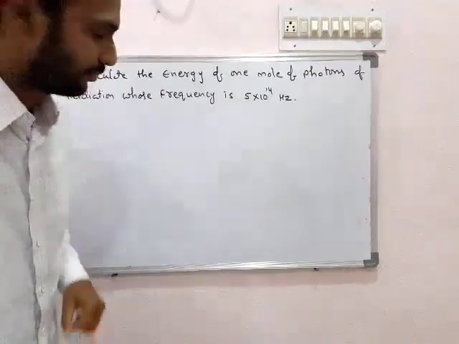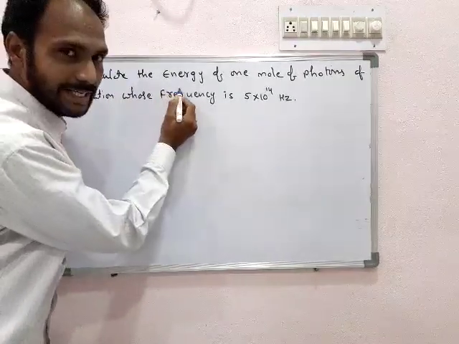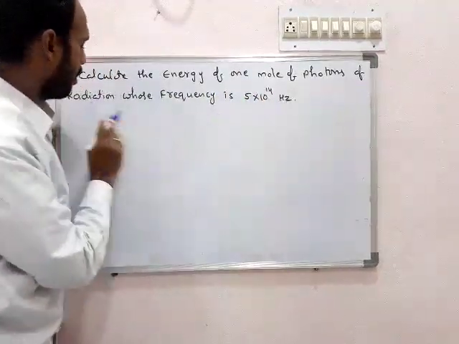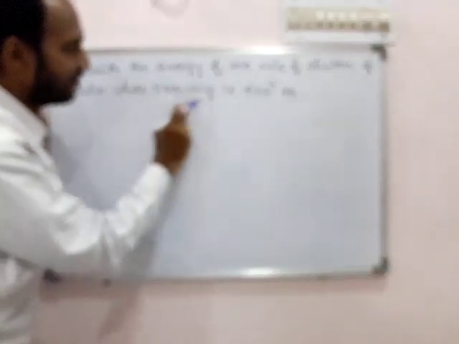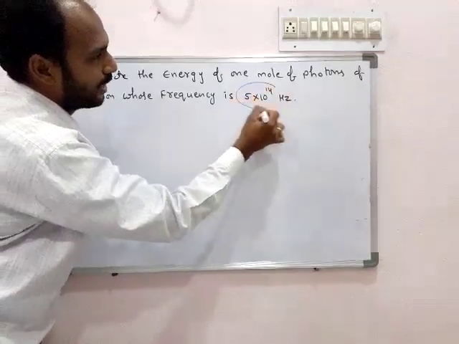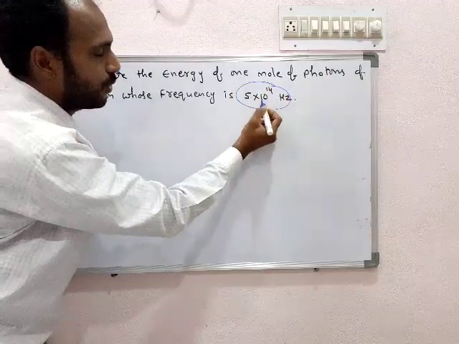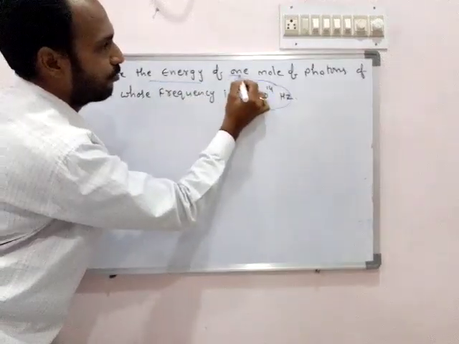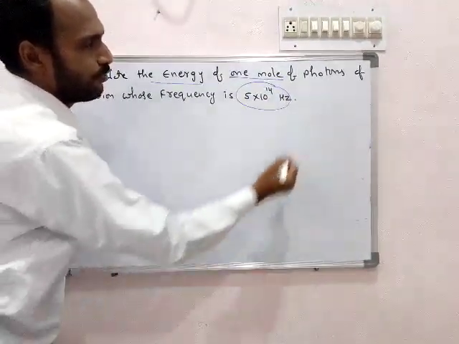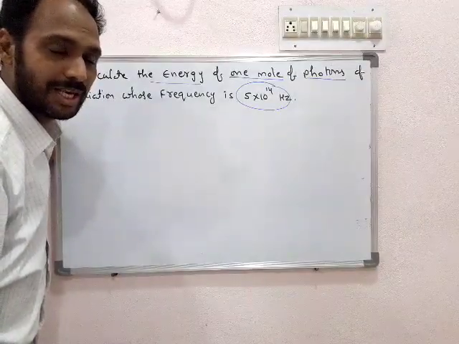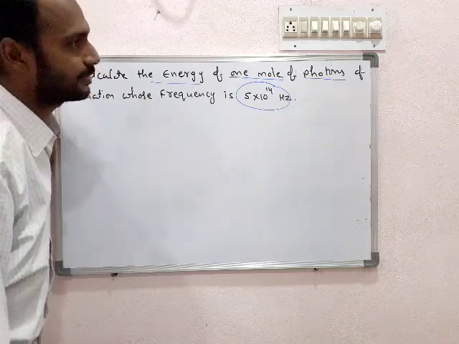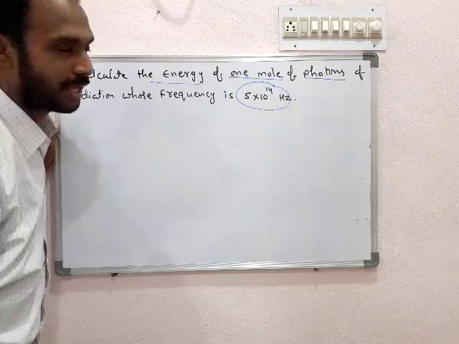So the next one. Calculate the energy of 1 mole of photons of radiation having frequency 5 into 10 power 14 hertz. Here frequency is given, we need to find the energy of 1 mole of photons. We know photon means the light consists of particles. The light particles are known as photons. The energy particles of light are called photons.